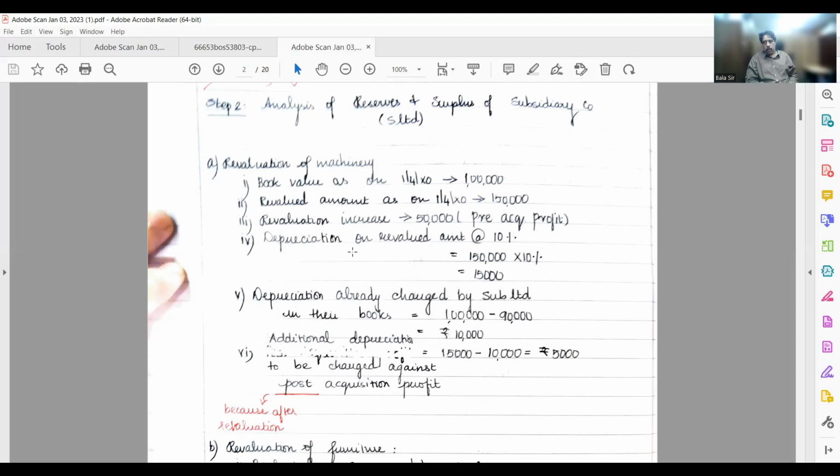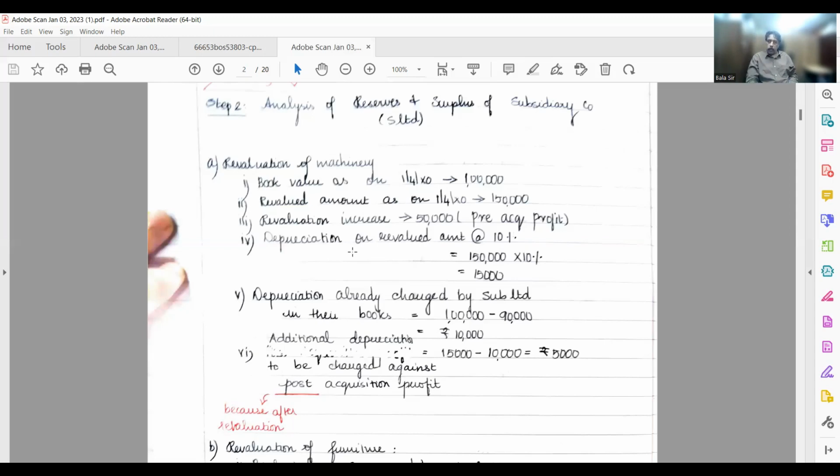1,50,000 into 10% is 15,000. That means what? Had your company revalued, then what? Then the depreciation should have been what? Should have been 10% of 1,50,000, 15,000. Yes. But how much did the company charge? Only 10,000. So 1 lakh has come down to 90,000 because you did not account for the revaluation, right?